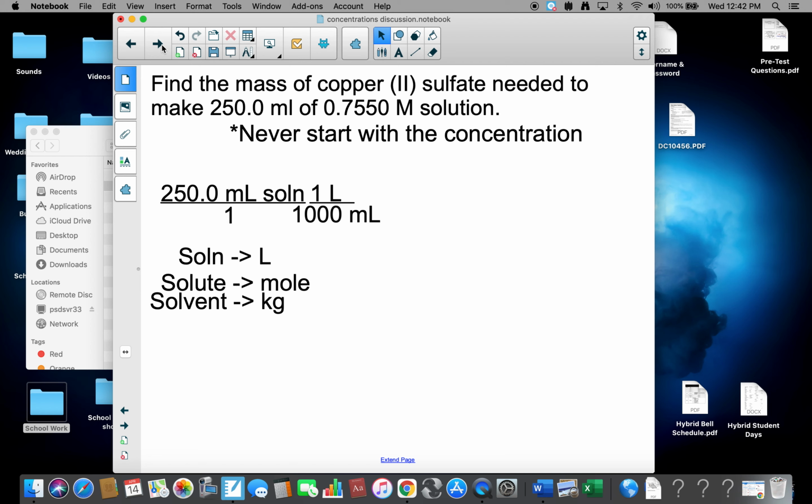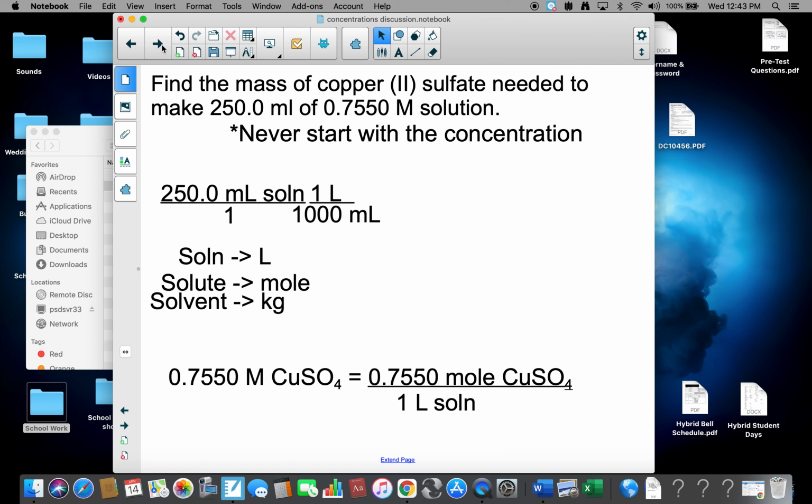Now, why do we want to get the liters? Well, I know that I have 0.7550 molar copper(II) sulfate. Copper sulfate is CuSO4: copper is plus 2, sulfate is minus 2. Because it's molarity, we have to make a fraction out of it. So we take 0.7550 moles of copper(II) sulfate over 1 liter of solution, because molarity is moles of solute over liters of solution. Then the liters cross out, and now we're in moles of solute.